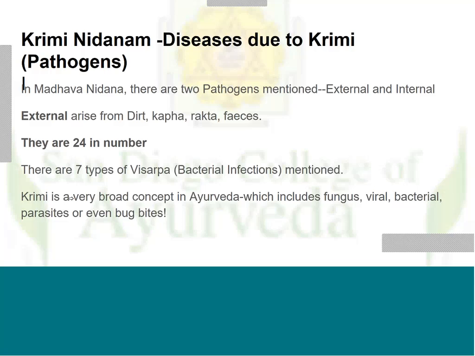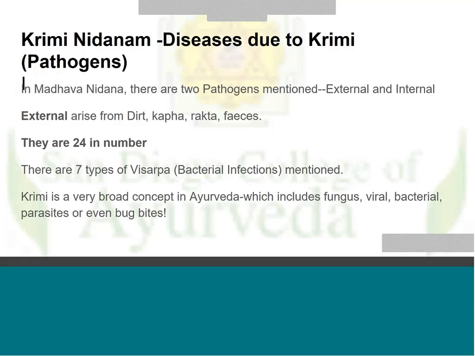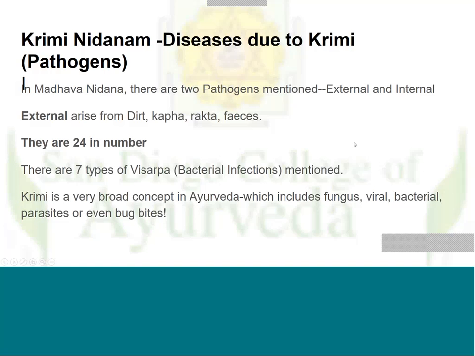And so krimi is a very broad concept. It includes fungal infections, viral infections, bacterial infections, parasites, or even bug bites. And of course, some bug bites can also carry parasites, such as one very well-known one is malaria. It's a parasite that's carried by mosquitoes and transmitted by mosquito bites.